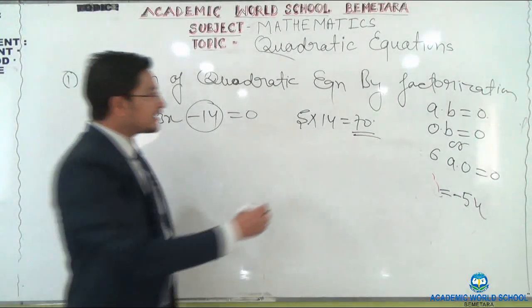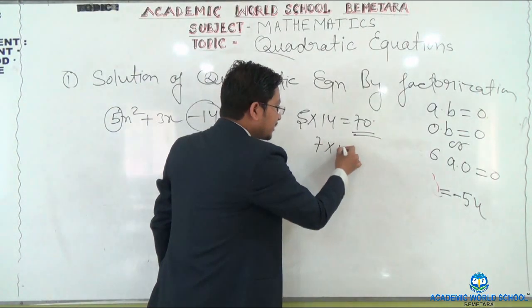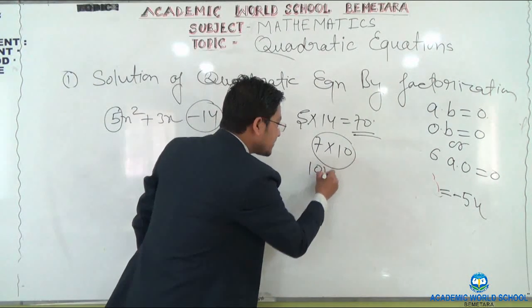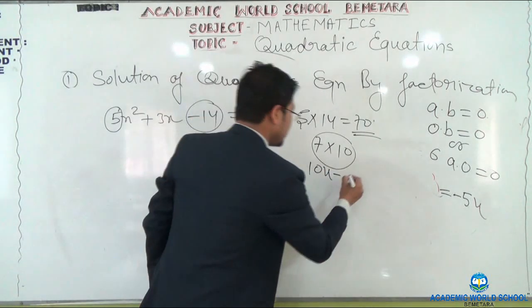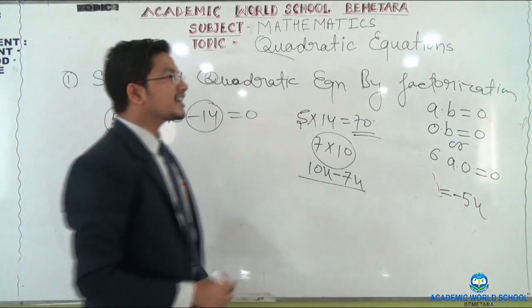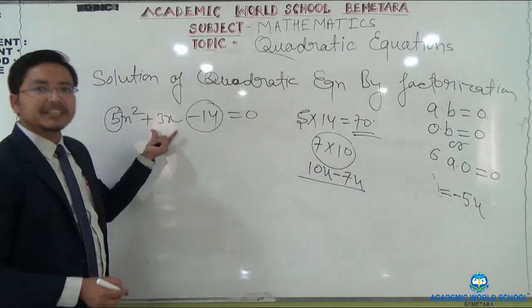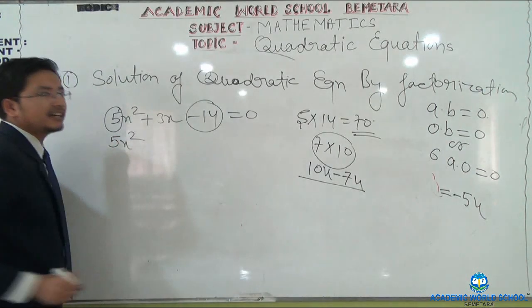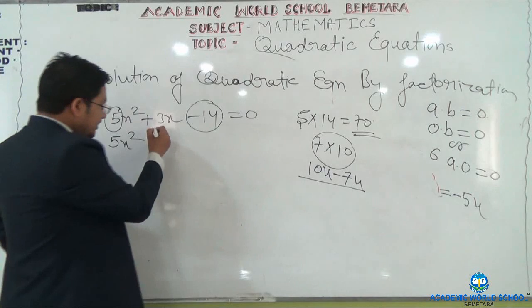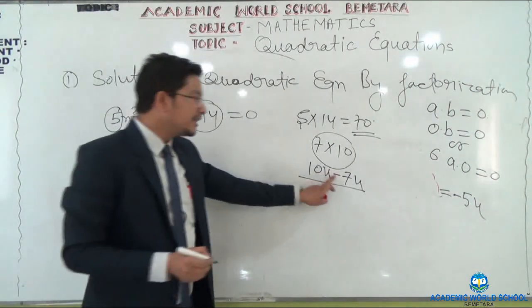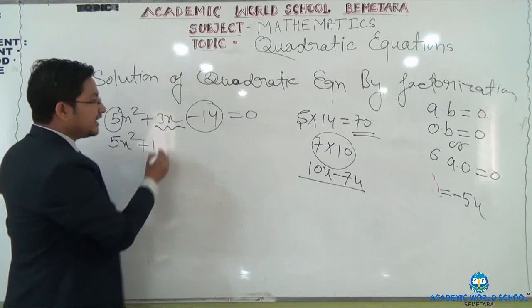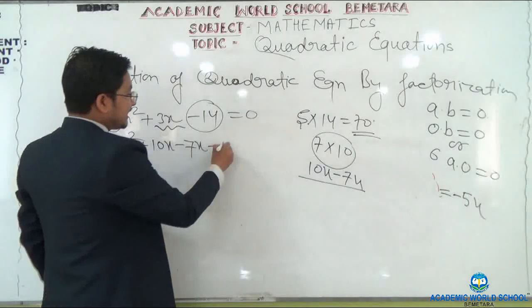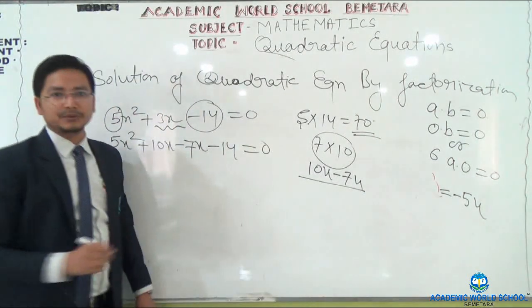Okay. So I can write this 70 as 7 into 10. If I write 10x minus 7x, of course it will become 3x. So the concept is, this is 5x square and 3x, I have to split this middle term. Instead of 3x, I will be writing 10x minus 7x, and then minus 14 is equal to 0.